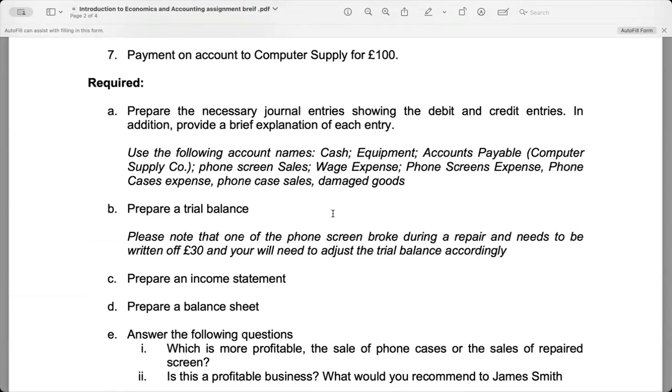Ensure that total debits equal total credits. Identify any errors or discrepancies that need adjustments. Adjust the trial balance for damaged goods. Identify the account affected by the damaged goods. Adjust the trial balance accordingly to reflect the loss. Make sure that the adjustment keeps the balance accurate. Next, prepare an income statement.